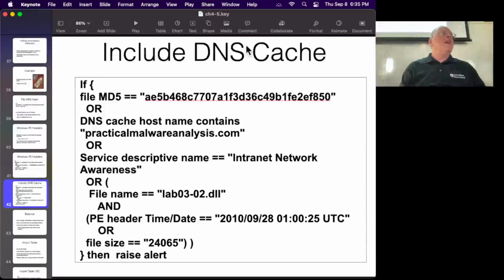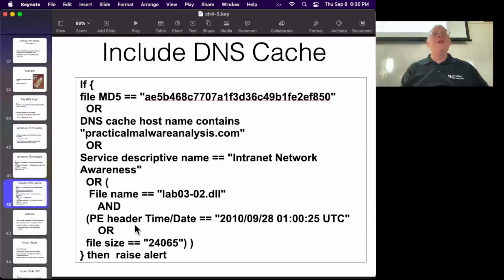The malware, in fact, has network traffic, and the network traffic goes to this practicalmalwareanalysis.com domain name. So now you're looking a lot better. If you find that hash, then you're infected, or if you have recently resolved this domain in the DNS cache, then you're infected, or if I find a service running with this name, which the malware creates, or I find this file name and the header having this date, or the file size having that, these are various combinations of conditions that are suspicious, and now it's more general.